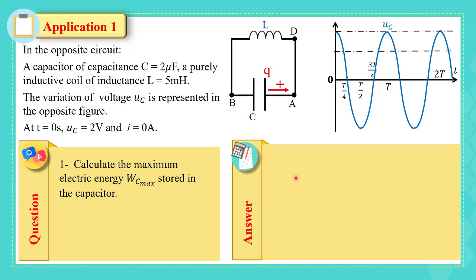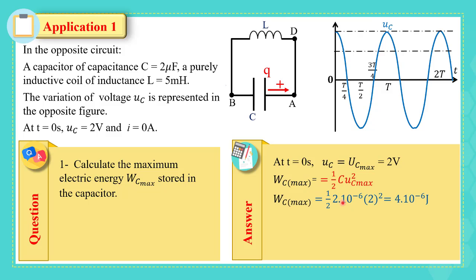At t equals 0, UC equal UC maximum equal 2 volt, so the maximum electric energy equals half C UC maximum squared, equal to half times 2 times 10 to the power minus 6 times 2 squared, which is equal to 4 times 10 to the power minus 6 joules.